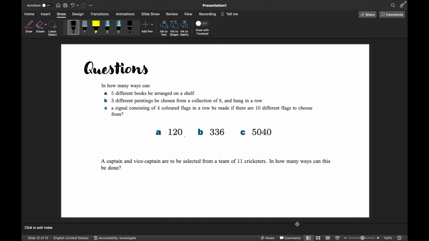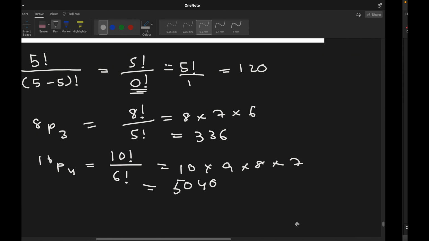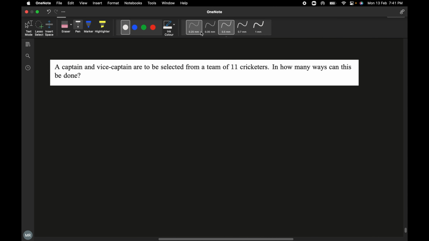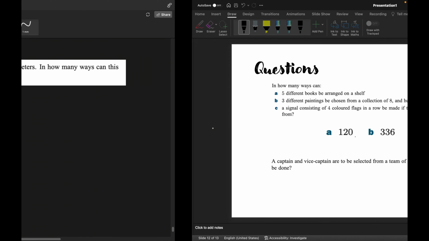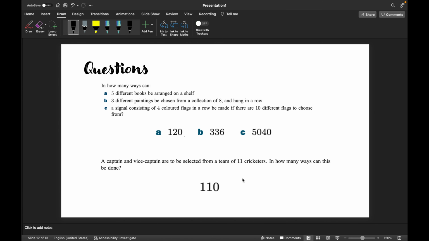And then now let's do the second question. A captain and vice captain are to be selected from a team of 11 cricketers. In how many ways can this be done? Alright, so there are 11 people in the cricket team, 11 available. And a captain can be chosen from 11. So 11 into, there are 10 options. So it's going to be 110. Let's see the answer. Yes, that is indeed the answer.